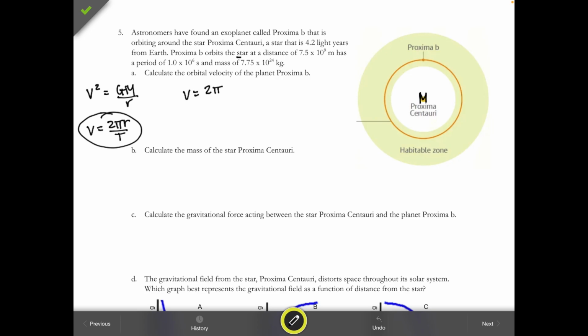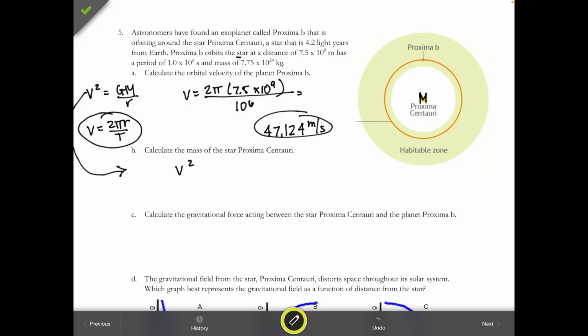The radius of this orbit is 7.5 times 10 to the ninth meters. And the time period is 1 million seconds. This gets a speed of 47,124 meters per second. But now I can use this speed to get the mass of the star.